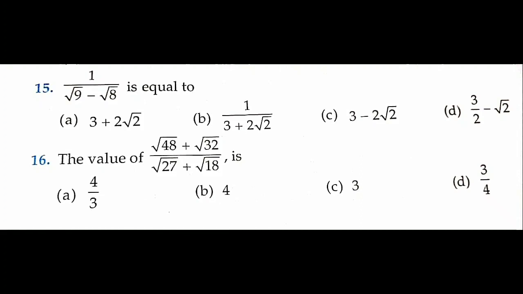If we take 4 in the numerator as common and 3 in the denominator as common, we will have 4 by 3 as common. We are left with root 3 plus root 2 in the numerator, divided by root 3 plus root 2 in the denominator, which cancel one another, and we finally have 4 by 3. So the right answer is A, that is 4 by 3.